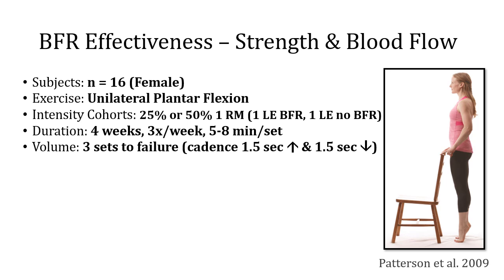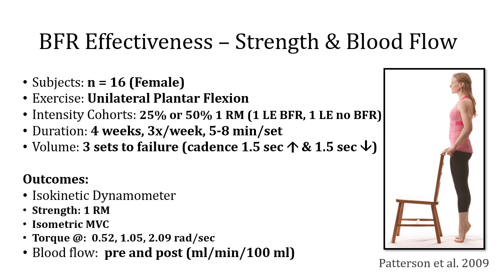So the duration was 4 weeks, 3 times per week, 5 to 8 minutes per set, and there were 3 sets of as many heel raises as they could do to failure on one leg and then the opposite. The cadence was standardized: 1.5 seconds up and 1.5 seconds down. The outcomes pre and post were isokinetic dynamometer testing, which utilized strength of their 1RM, the isometric max volitional contraction, as well as torque or power at different standardized speeds. They also looked at the blood flow within the calves pre and post.